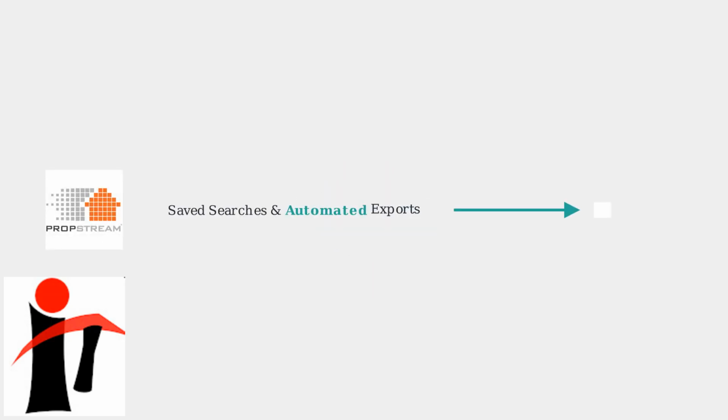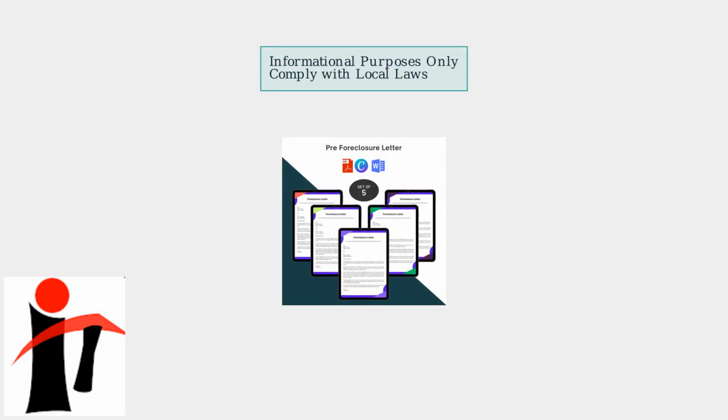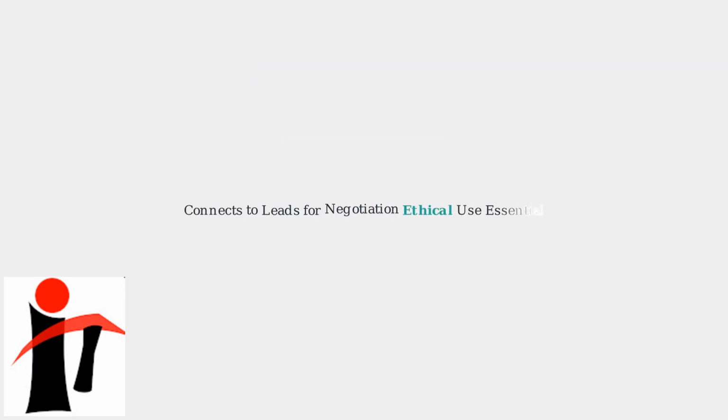Be aware that bulk exports are limited to 10,000 properties per query. You can also set up saved searches and automated exports to receive weekly emails with new pre-foreclosures matching your criteria. Remember that PropStream data is for informational purposes only, and you must comply with local laws when contacting owners. The platform connects you to leads for negotiation, but ethical use is essential.